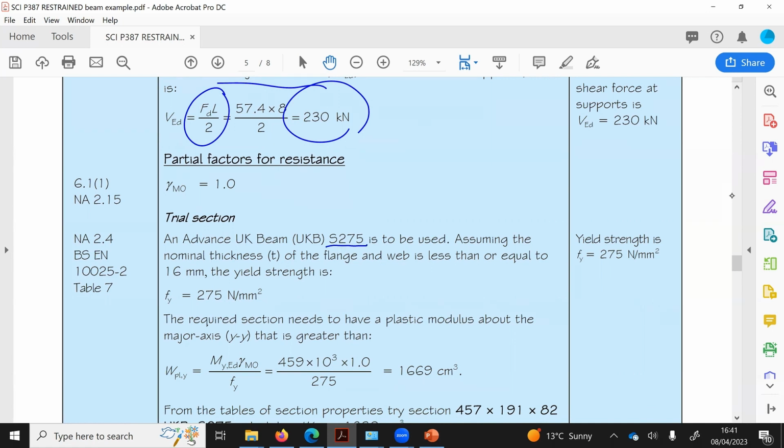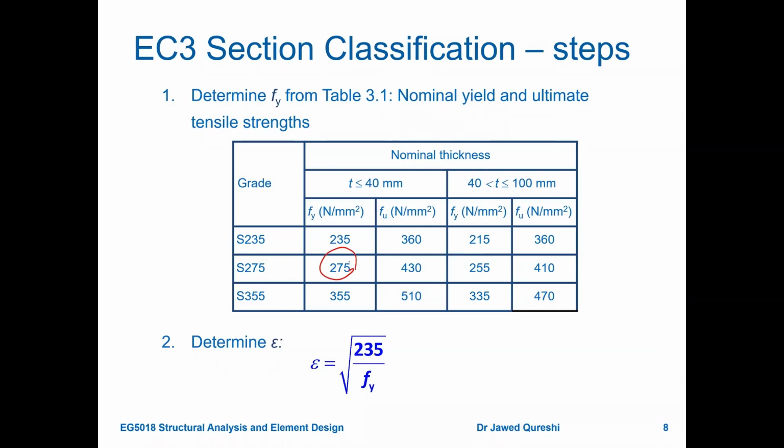Assuming S275 steel, I will go to table 3.1 and find out its yield strength. I'm assuming thickness is going to be less than 40 millimeter. For off-the-shelf sections available in section table, most of them have thickness of flange or web less than 40 millimeter. Then you can see that for S275 steel, the Fy is 275.